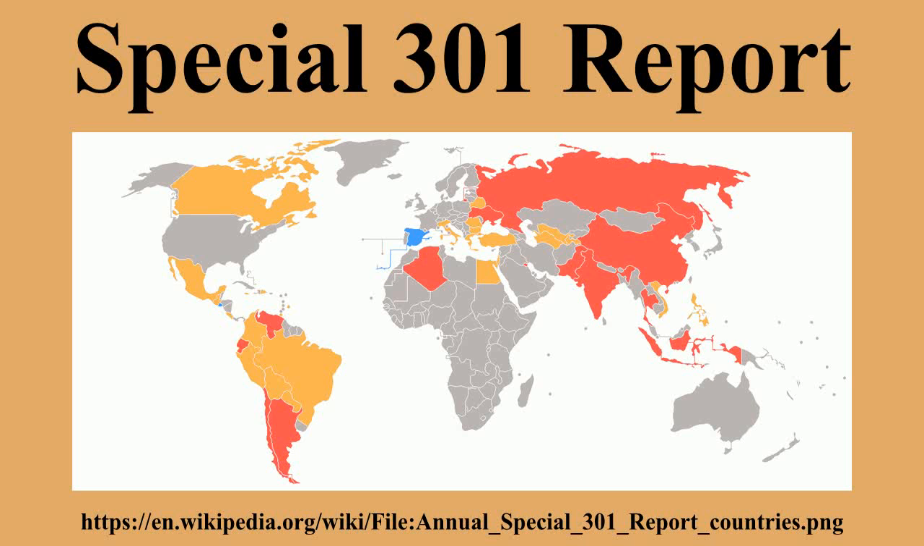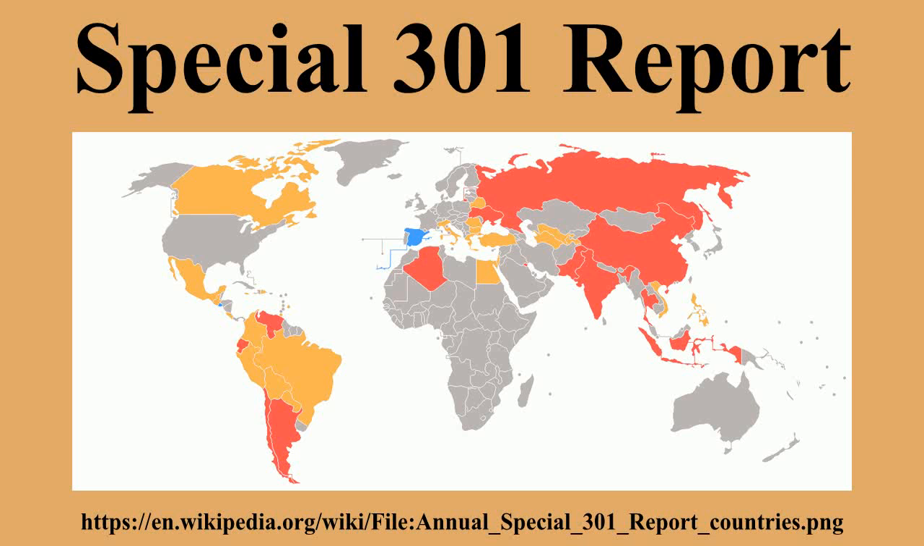In addition, the report contains a priority watch list and a watch list, containing countries whose intellectual property regimes are deemed of concern. Preparation. The Special 301 Subcommittee of the Trade Policy Staff Committee advises the U.S. Trade Representative on which countries to designate as priority foreign countries or to include in the watch lists.